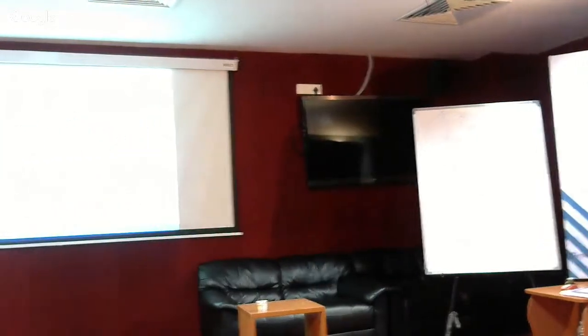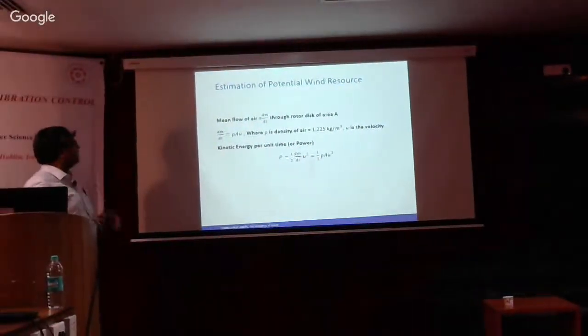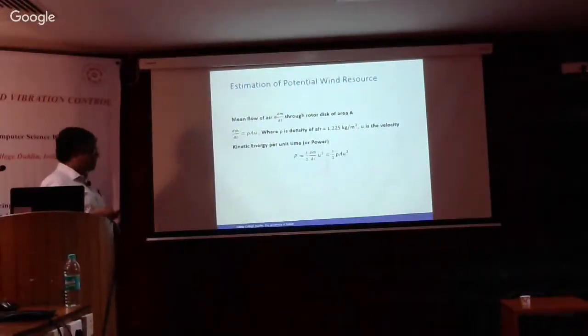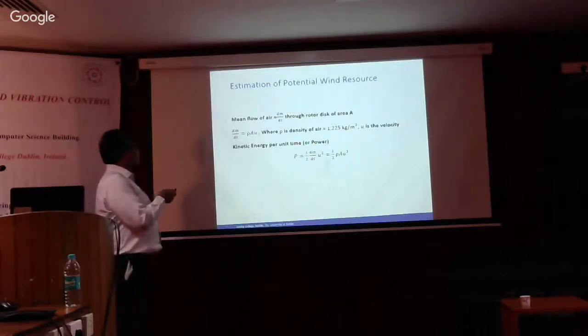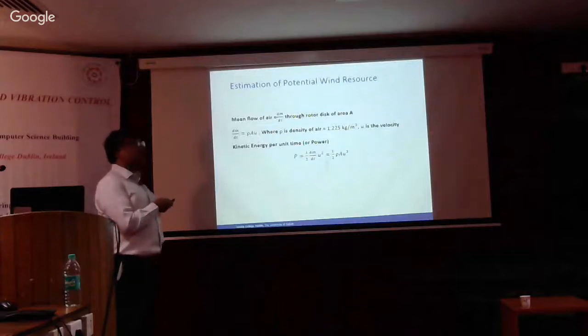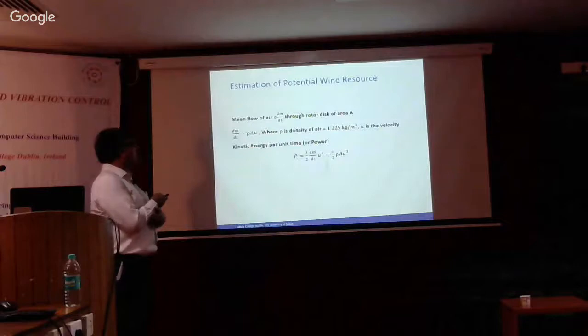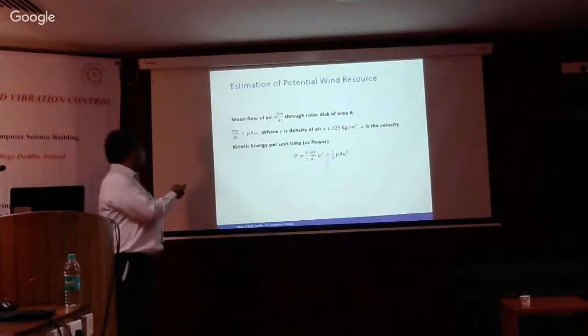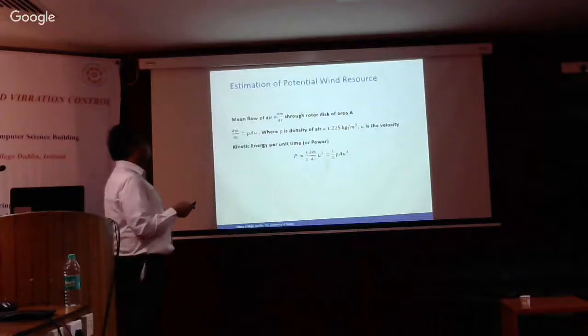If the amount of mass flowing per unit time is dm/dt, then we can say that it is represented by density rho multiplied by area A times velocity u. This gives you the mass rate of flow, because A times u gives you the volume flow, and multiplied by rho you get the mass flow. Density is this value, u is the velocity of the wind.